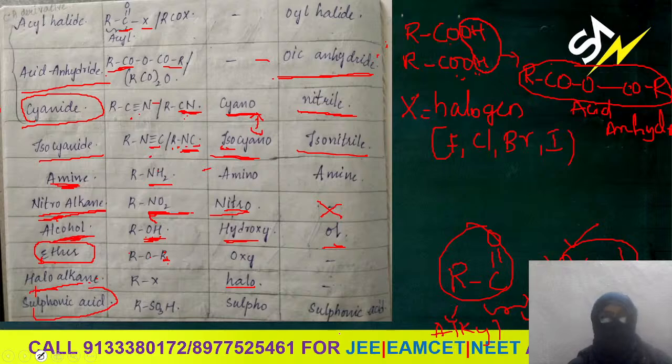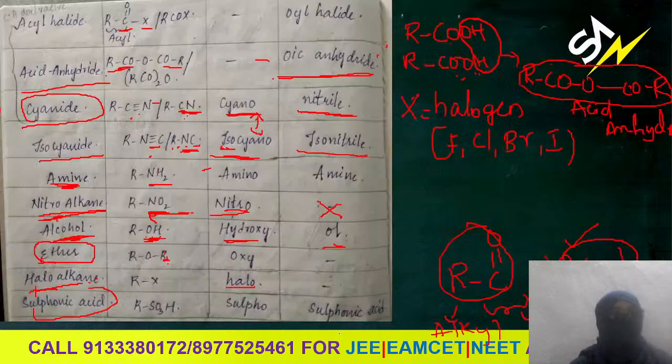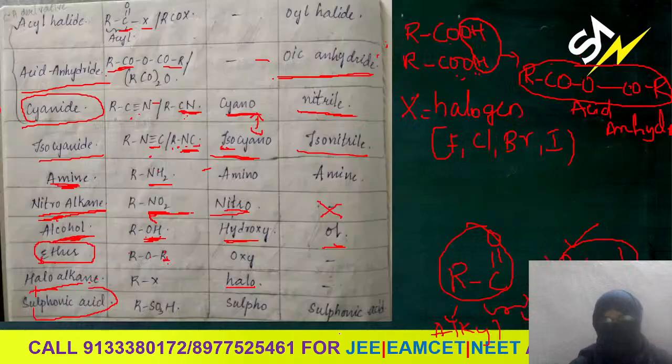So with this we have finished our list of 15 functional groups: aldehyde, ketone, carboxylic acid, ester, amide, acyl halide, acid anhydride, cyanide, isocyanide, amine, nitroalkane, alcohol, ether, haloalkane, sulfonic acid. Whoever is watching this, whenever you maintain notes, please write down these 15 functional groups in your books. I hope you are clear with all 15.